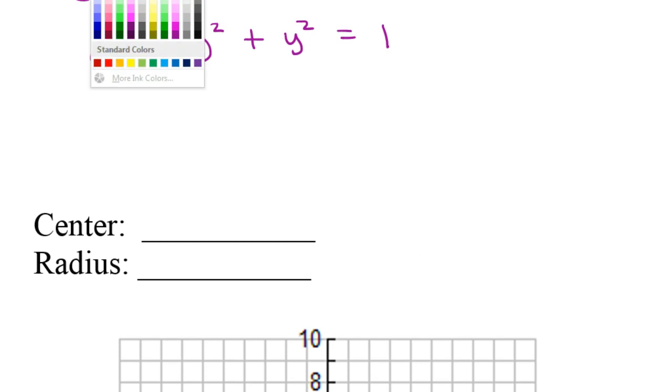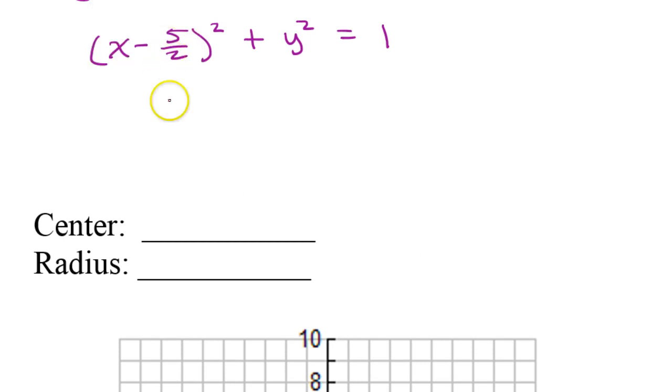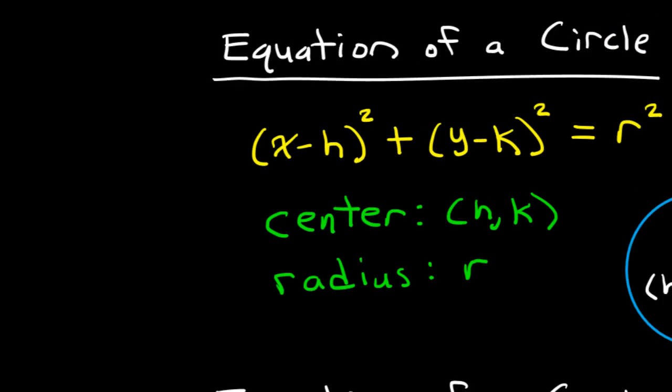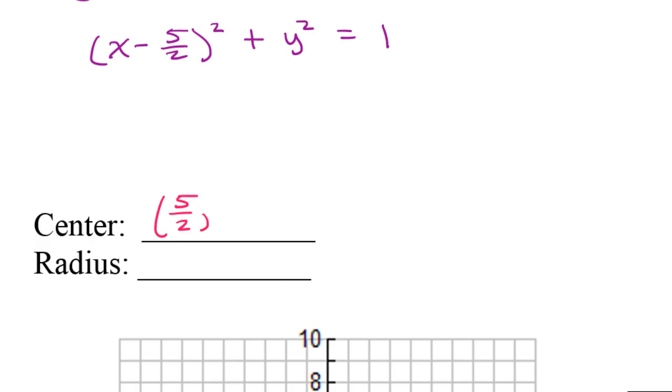My center is going to be the opposite of this, so that's going to be 5 over 2. And then when I have y squared with no visible k value, you know, when I don't have y plus a number or y minus a number, then I know that it's 0.